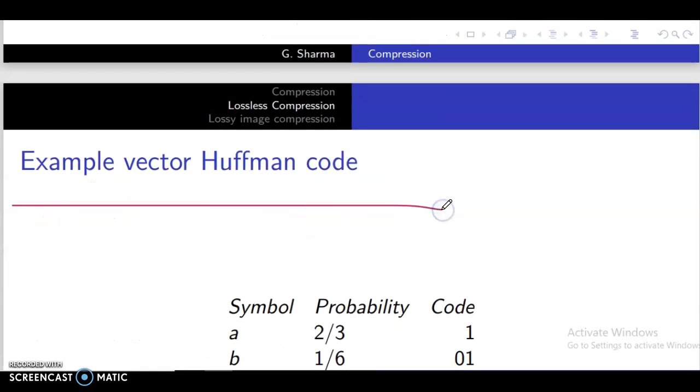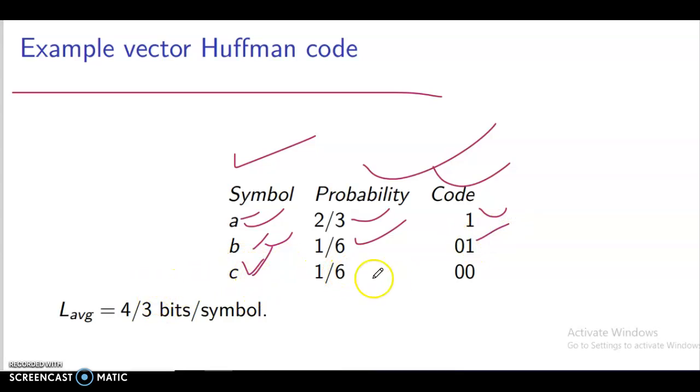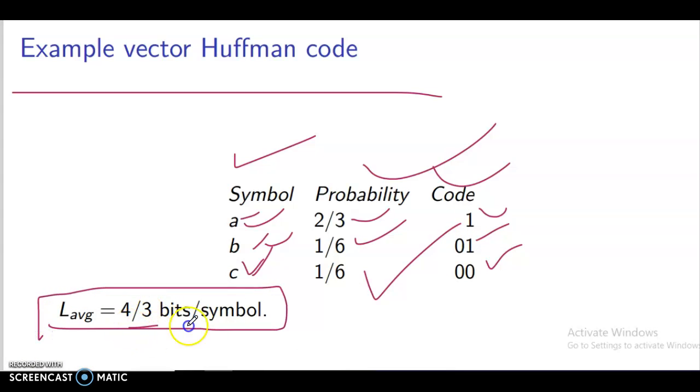Example, vector Huffman code. Symbol, probability, code: A, B, C. For symbol A, probability 2/3, code is 1. For symbol B, probability 1/6, code 01. Symbol C, probability 1/6, code 00. L average equals 4/3 bits per symbol.